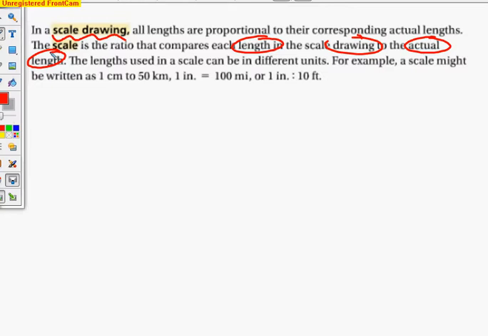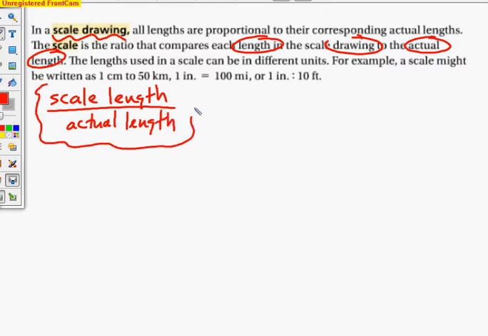Okay, so if you look here, you have 1 centimeter to 50 kilometers, 1 inch to 100 miles, 1 inch to 10 feet. Typically, you're going to do the scale length compared to the actual length. And again, this is found in most atlases, or even on Google Maps. If you look, there's always a scale. All right.